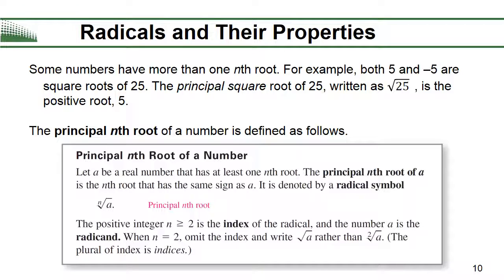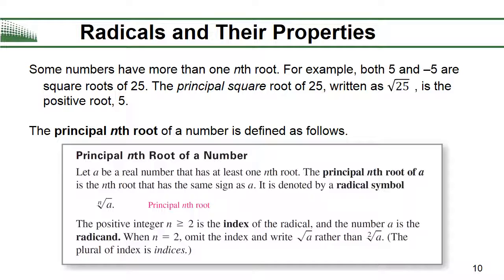And some numbers do have more than one nth root. For example, both 5 and negative 5 are square roots of 25. You've heard this before. The principal square root of 25 is just 5. So when they just give you the square root of 25 and ask you to find the square root, all they want is the positive number. They want the principal square root. If they want the negative, they will put the negative on there.